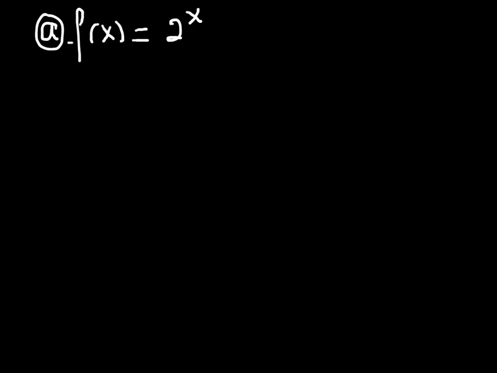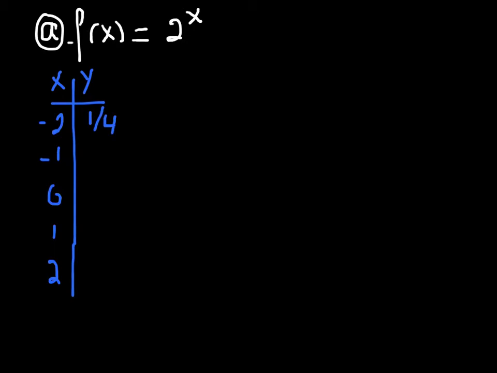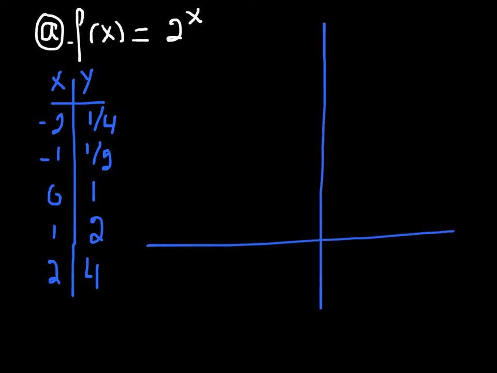Okay, graphing 2 to the x. This is a parent function, x and y. Negative 2, negative 1, 0, 1, and 2. 2 to the negative 2 is 1/4. 2 to the negative 1 is 1/2. 2 to the 0 is 1. That's a 2. That's a 4. When we go to graph it, this is an exponential growth function. At negative 2, it is going to be this small.